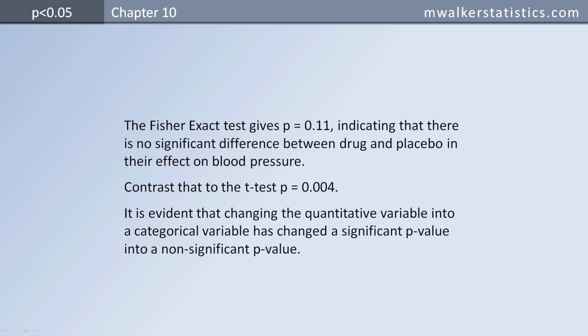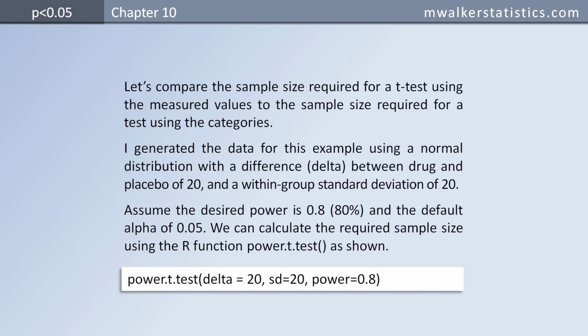The Fisher exact test gives P equals 0.11, indicating that there is no significant difference between drug and placebo in their effect on blood pressure. Contrast that to the t-test, P equals 0.004. It is evident that changing the quantitative variable into a categorical variable has changed a significant p-value into a non-significant p-value. Let's compare the sample size required for a t-test using the measured values to the sample size required for a test using the categories.